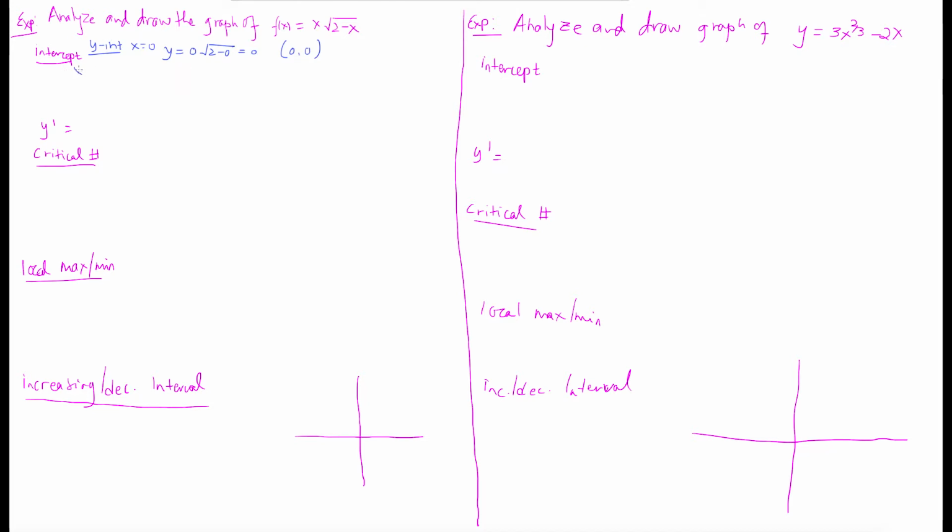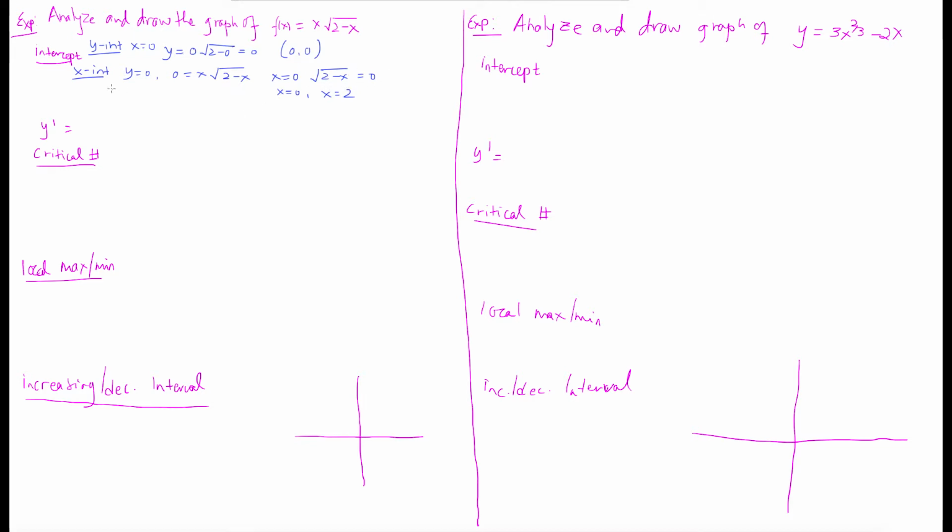To find out the x-intercept, what do you do? You set 0 for y, right? Y equals 0. What you get is 0 equals x root under (2 minus x). So either x is 0, because this equals 0, or root under (2 minus x) equals 0. So x equals 0, and from here, if you square, you will get x minus 2 equals 0, so x equals 2.